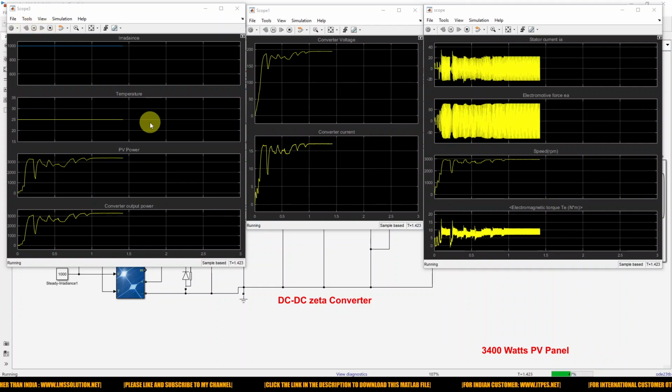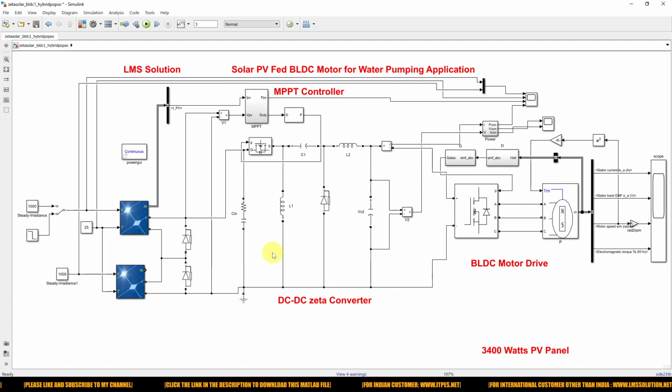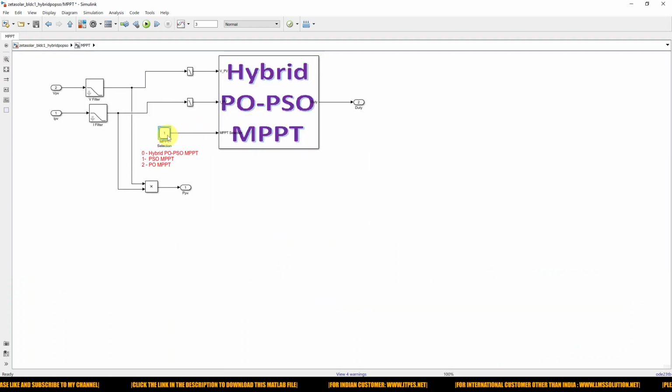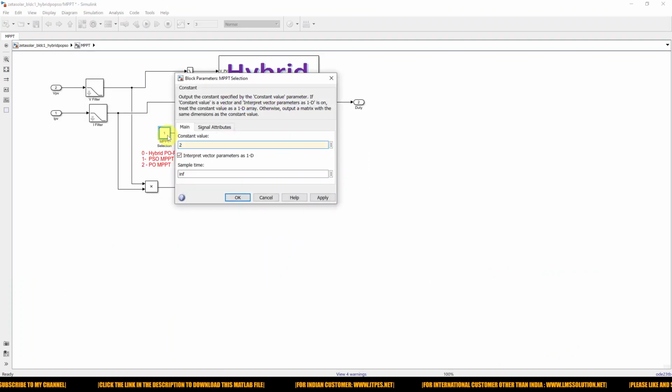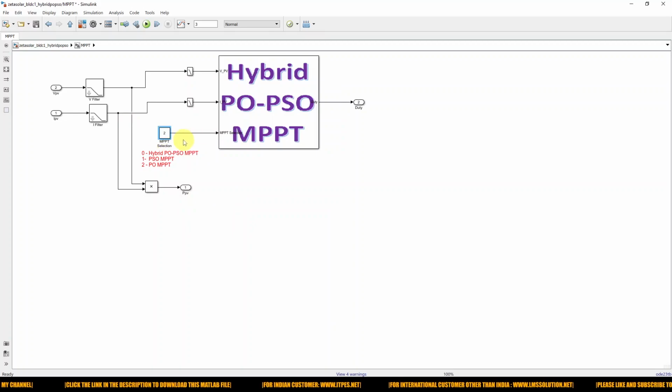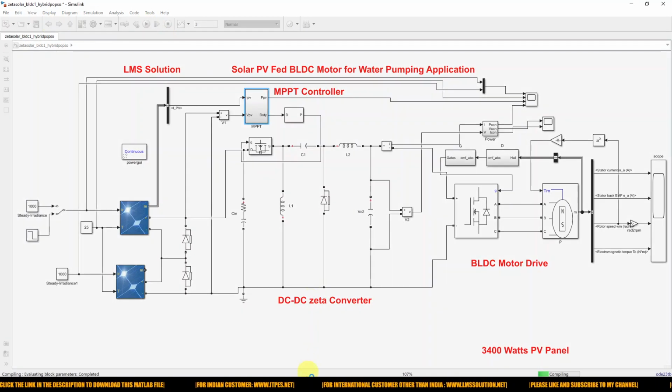Okay, so now it has reached the maximum point under uniform irradiation condition. Now I'm going to change the system from PSO MPPT to PO MPPT. That means I change the mode to PO MPPT, and then I'm going to check the response.